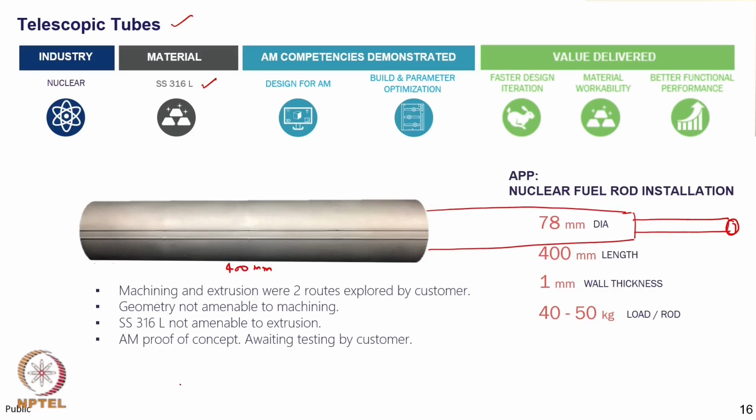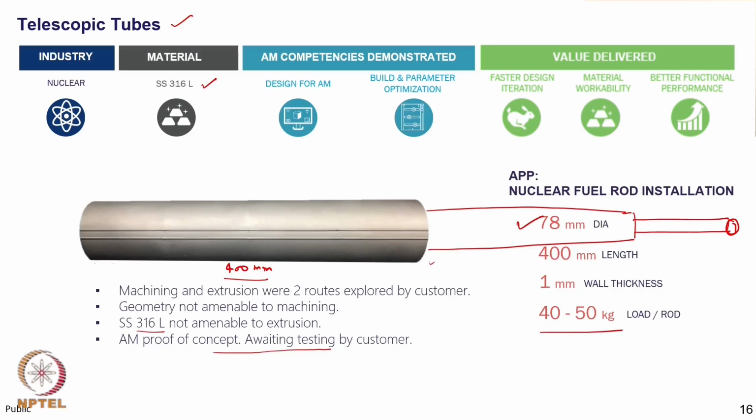Machining or extrusion can be used for making each of these tubes. However, because of the long length, which is 400 mm in this case, machining is not possible, and 316 stainless steel cannot be extruded. As a proof of concept, additive manufacturing was applied, and the finally made part, which is a tube in this case, is being tested by the customer. The diameter of this tube is 78 mm, the thickness of the tube is 1 mm, and each tube carries 40 to 50 kg load.